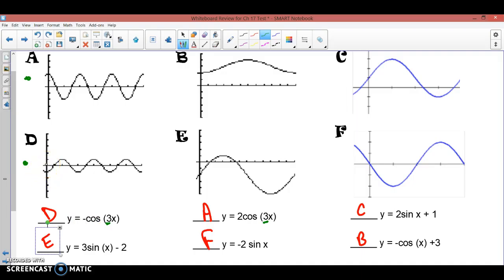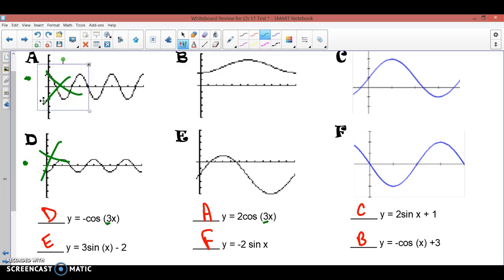So we said for the cosine, if you're not adding or subtracting anything, your cosine crosses the y-axis, or starts on the y-axis at whatever the A value is. So since my A value was 2, it started up at the +2. Here my A value is a -1. It started out at the -1. Okay, so we use those 2 graphs already.